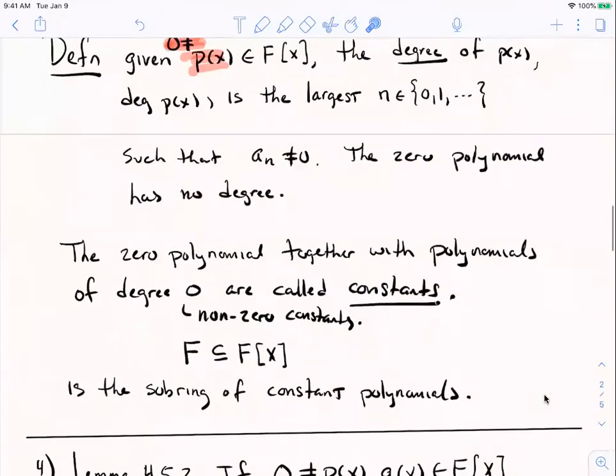Okay, the zero polynomial has no degree. So here I'm writing it again. We think of the field as just a subset of the polynomials. It's the subring. You can prove that if you want. It's closed under addition and multiplication and all that good stuff, of constant polynomials.